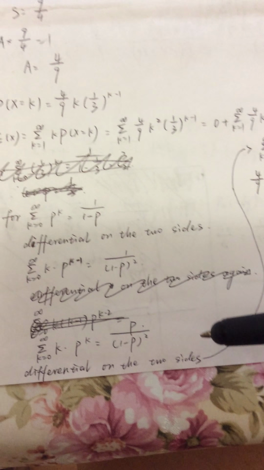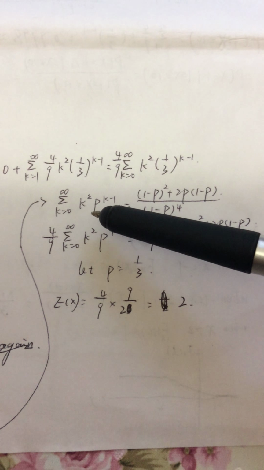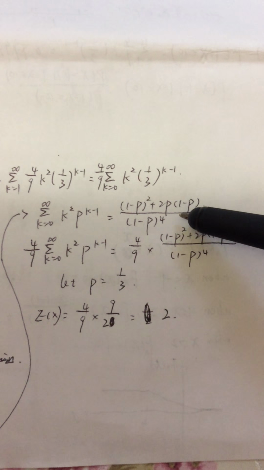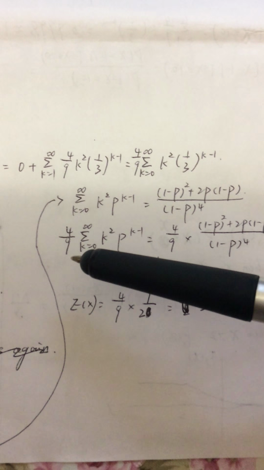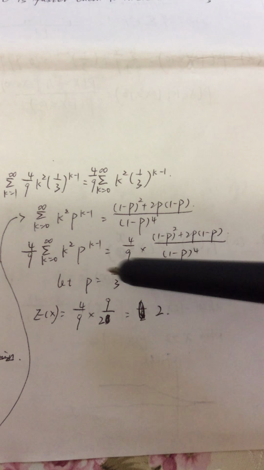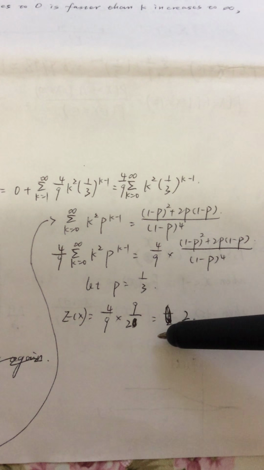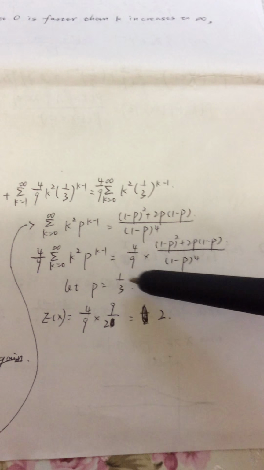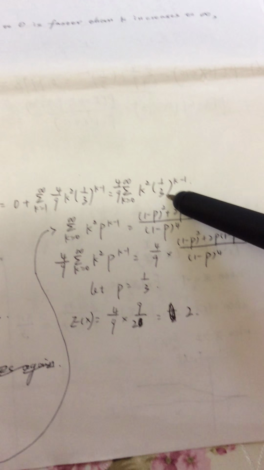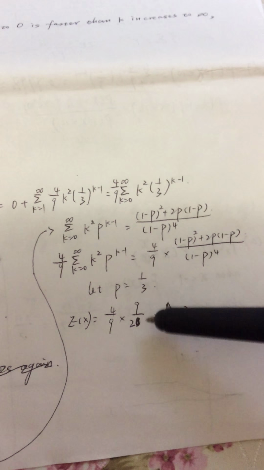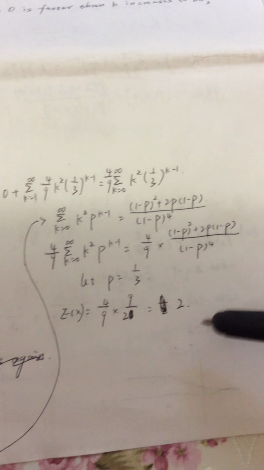We differentiate on the two sides again. Then we can get the order is k squared, and the right hand side becomes like this. Then we multiply each side by 4/9. Then let p equal 1/3. We obviously get that this equation when p equals 1/3 is what we want to find. Then we just apply 1/3 to this equation. We can get the expectation of x, which is 2.